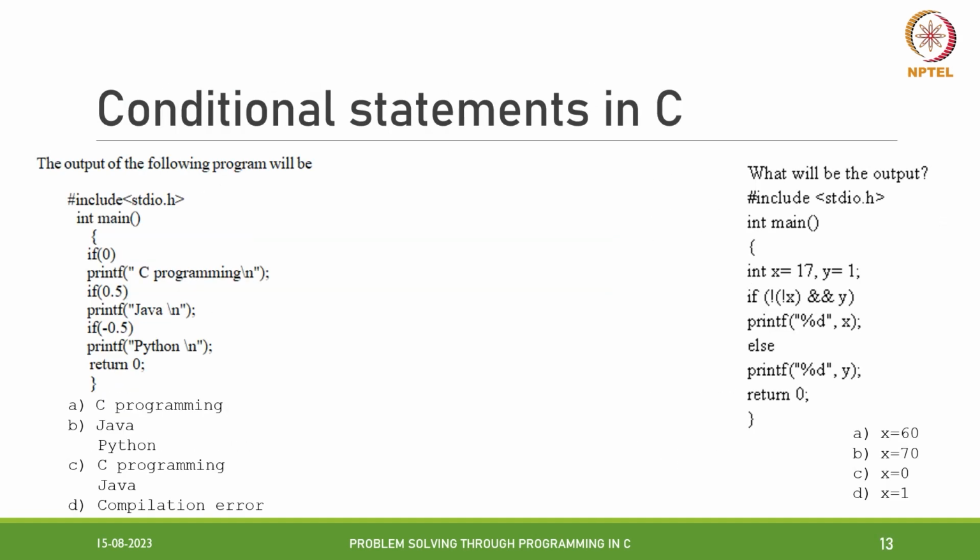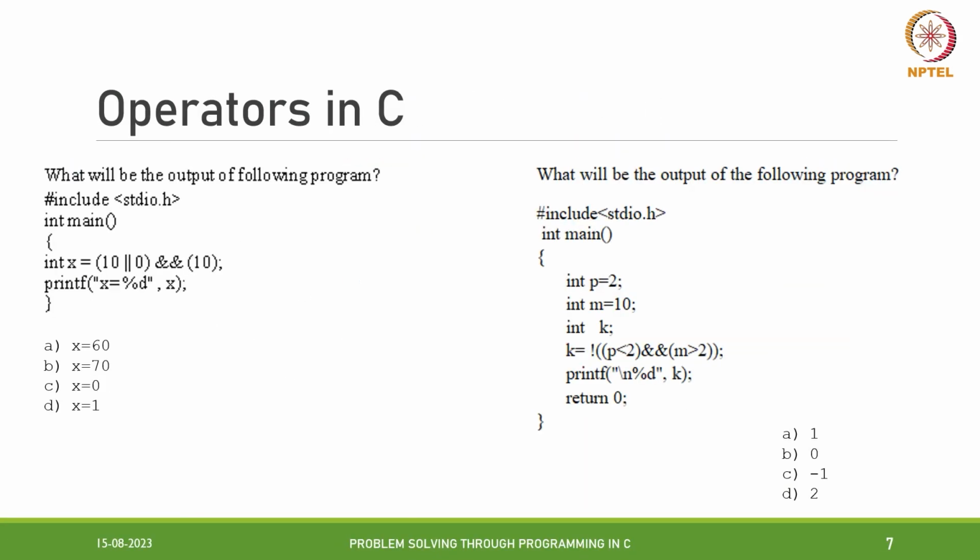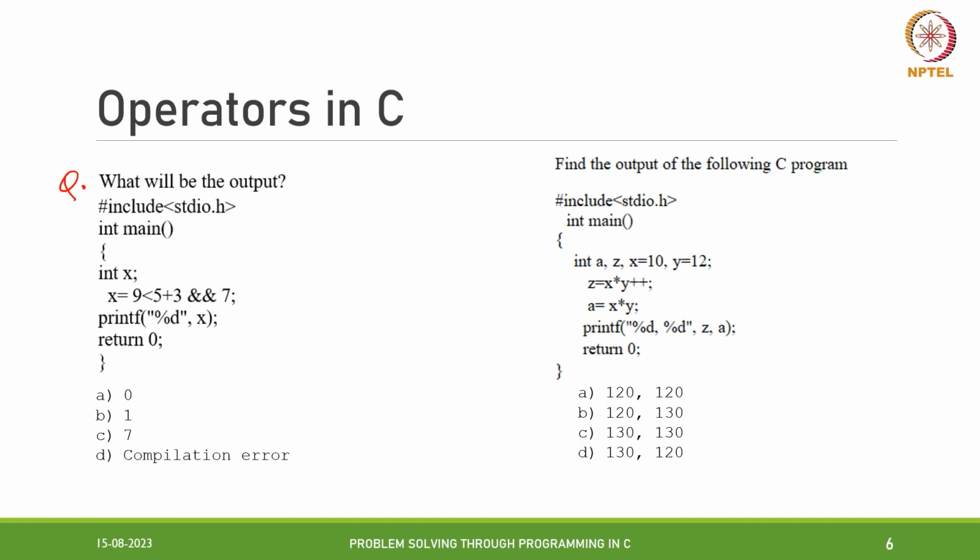So for this particular question the plus operator has higher precedence. Then you have the less than operation, and then the logical and operation. This is how the precedence goes in this question. Let us evaluate it in that form. First the addition operation will be evaluated, so you will have 9 less than 8.